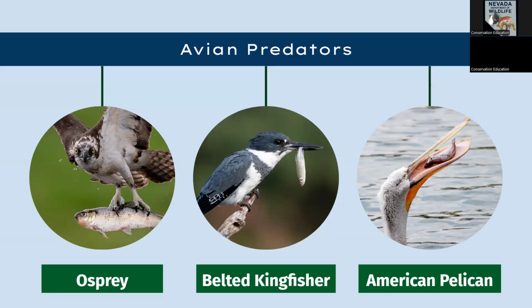And if you guys didn't know, Anaho Island on Pyramid Lake is one of the largest breeding grounds of pelicans. So if you guys ever go up to Pyramid Lake, you might see a lot of pelicans there.